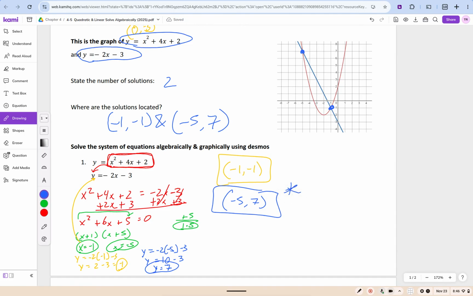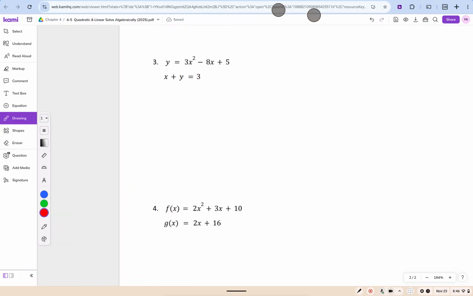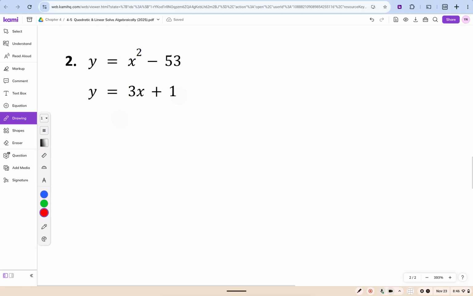Okay? So let's go through a couple more, and then I'll give you some time to try some of those on your own. So number 2, we've got y equals. So I'm going to take this, plug it in for y. So this is going to be x squared minus 53.